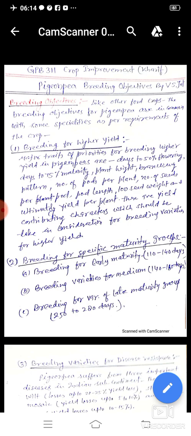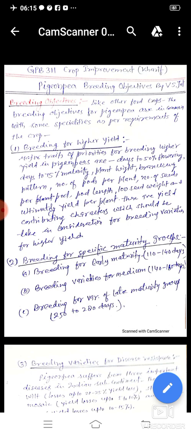So let us start. Breeding objectives. Like other food crops, the breeding objectives for pigeonpea are in common, with some specificities as per requirement of the crop. Number 1. Breeding for higher yield.